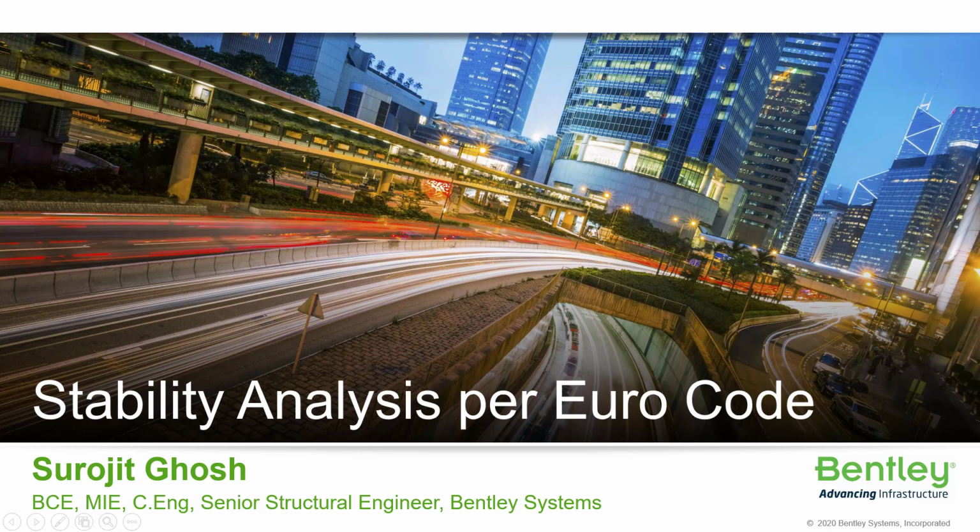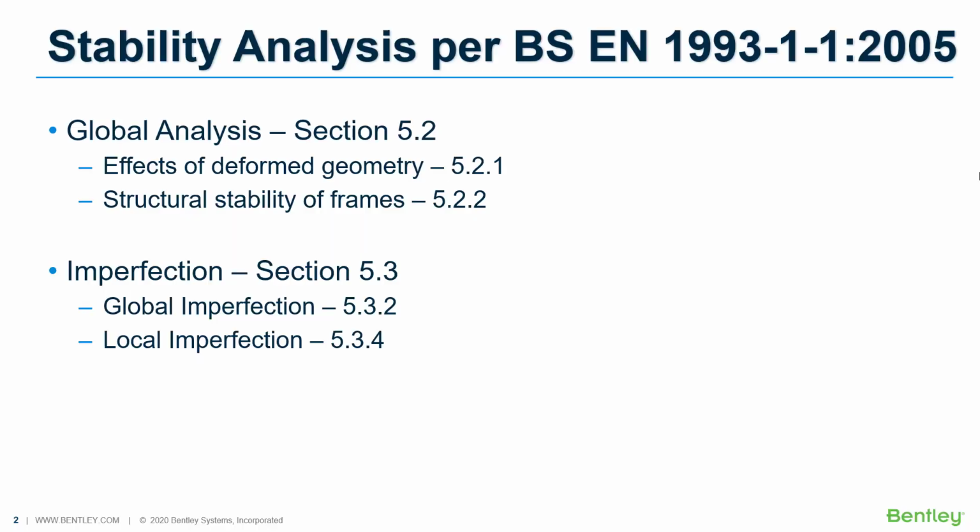Before going into the details, let's check what those criteria are. First, we need to consider the global analysis criteria as mentioned in section 5.2. This will consider the effect of both deformed geometry and also the structural stability of frames and braces. Also, we need to consider both global and local imperfection as mentioned in section 5.3.